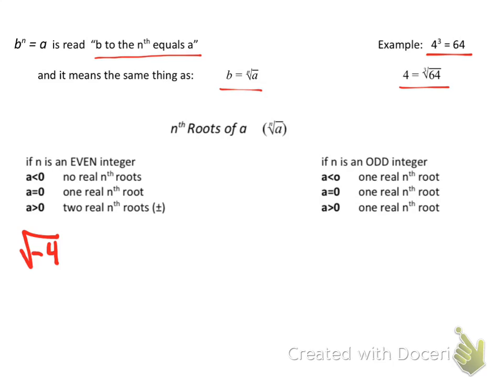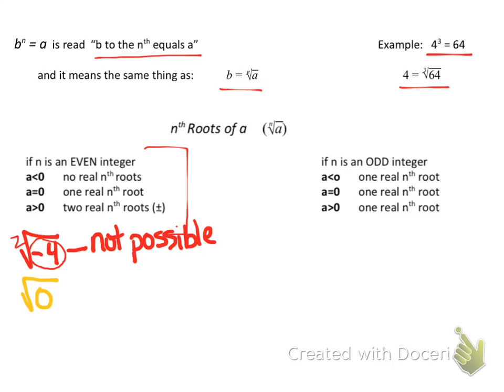So realize that what it means to take a root is we're finding what number multiplies a certain number of times together to get the inside number. So when we're dealing with the square root of negative 4, we're dealing with an index of 2, meaning we're looking for two of the same number that multiply together to give me negative 4. This is not possible. So therefore, when the number inside an even root is negative, there are no real nth roots.